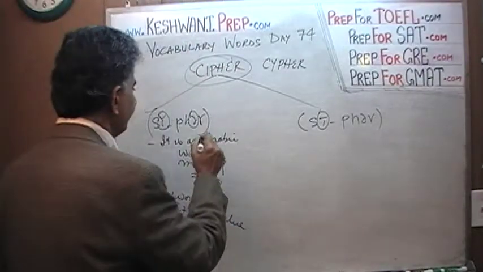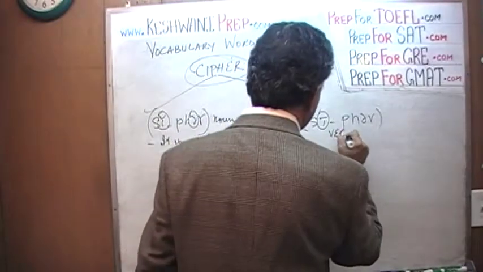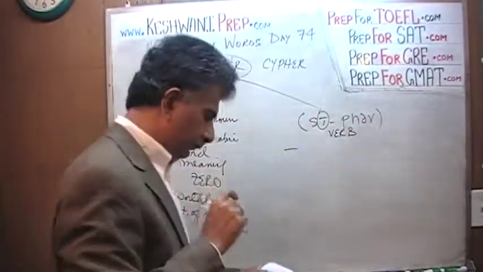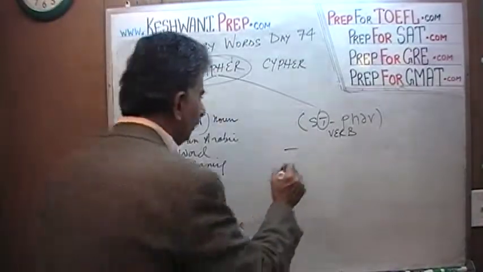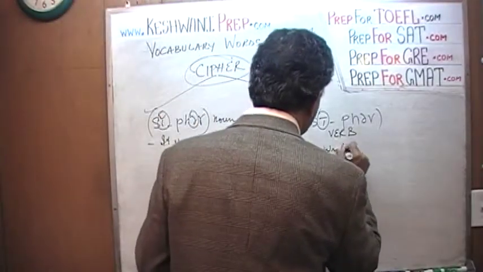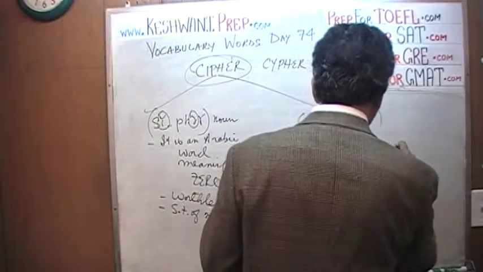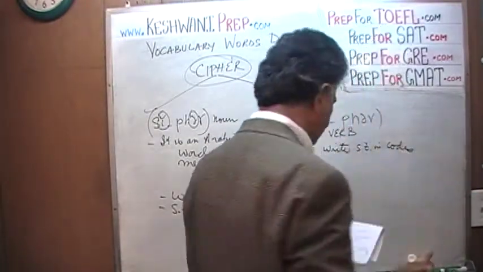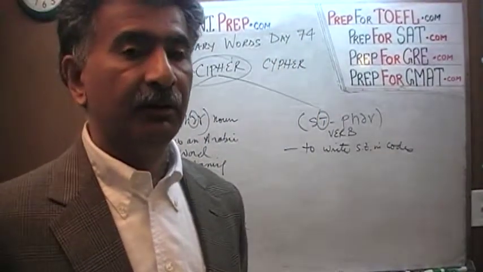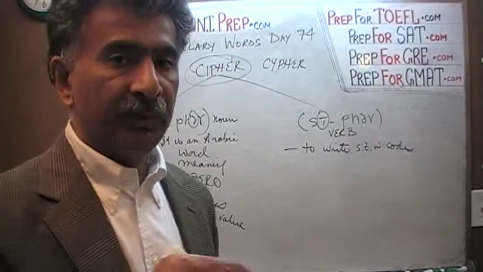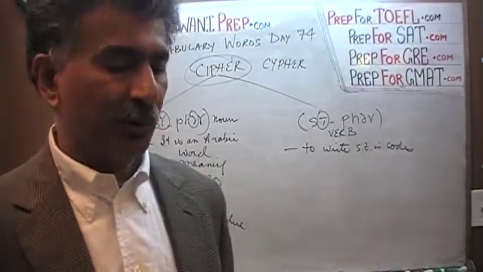This is a noun. This, on the other hand, is a verb. What does it mean to cipher? Cipher means to write something in codes. To write something in a coded language so that nobody can read it. Only the person who is intended to read your message can read it. Nobody else can read it because you wrote it in codes.